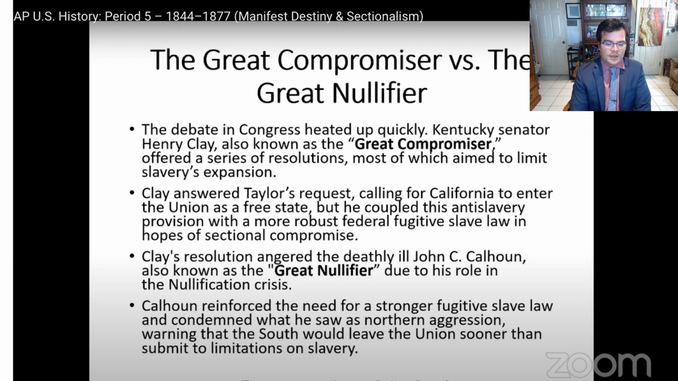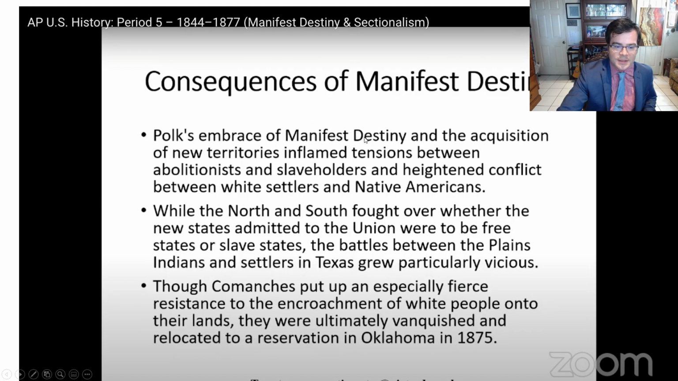So Calhoun is going to be like, hey, we need stronger fugitive slave laws. Okay, we need to have slavery everywhere, right? I don't know why we're still debating this, right? So, two opposite ends of the debate.